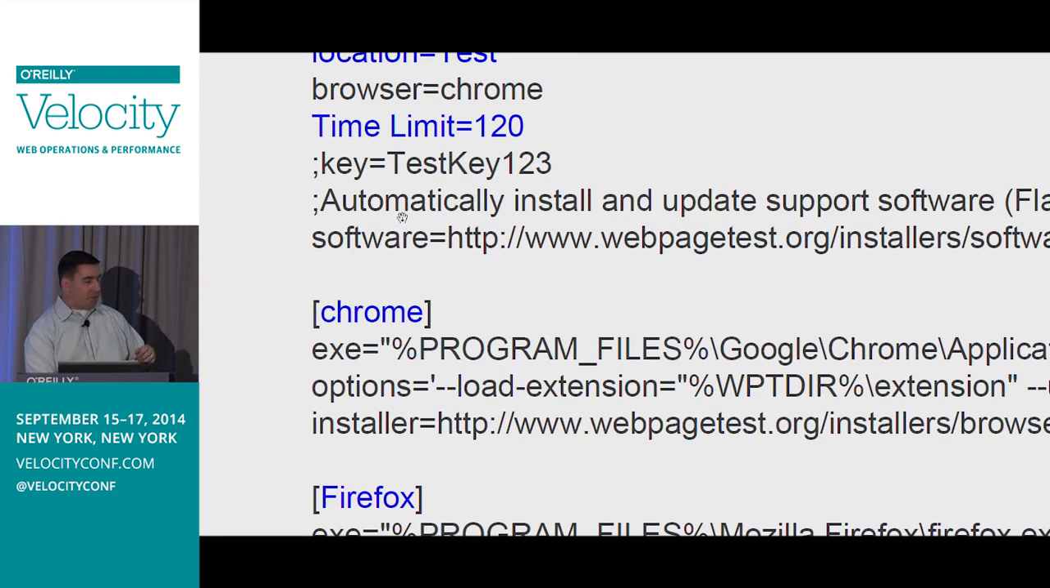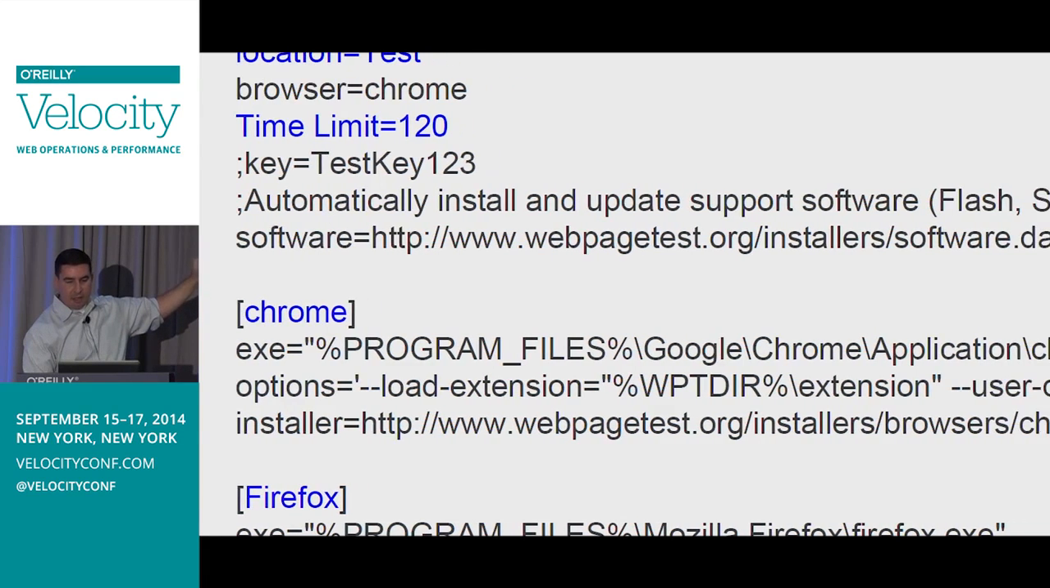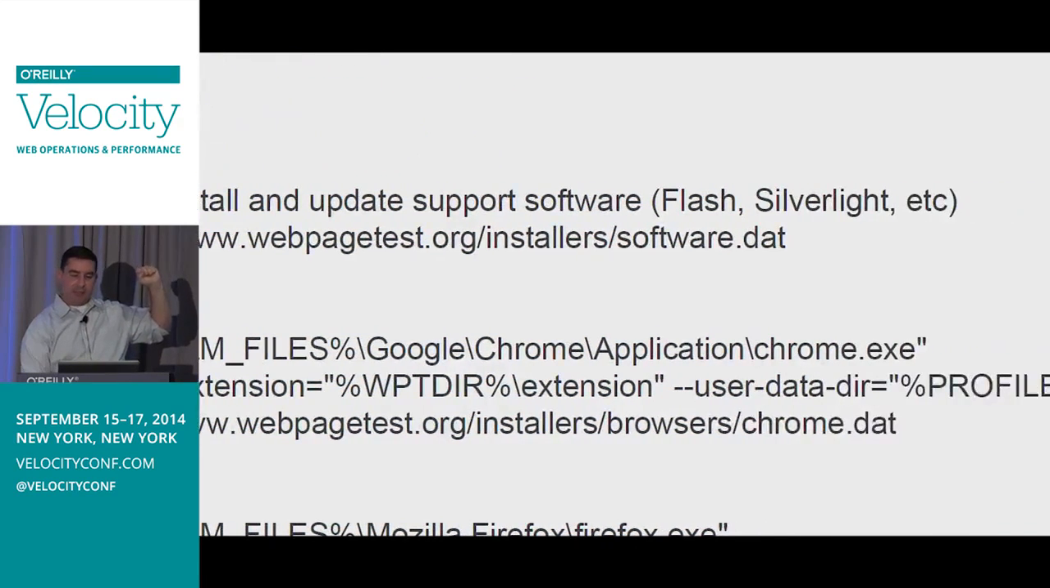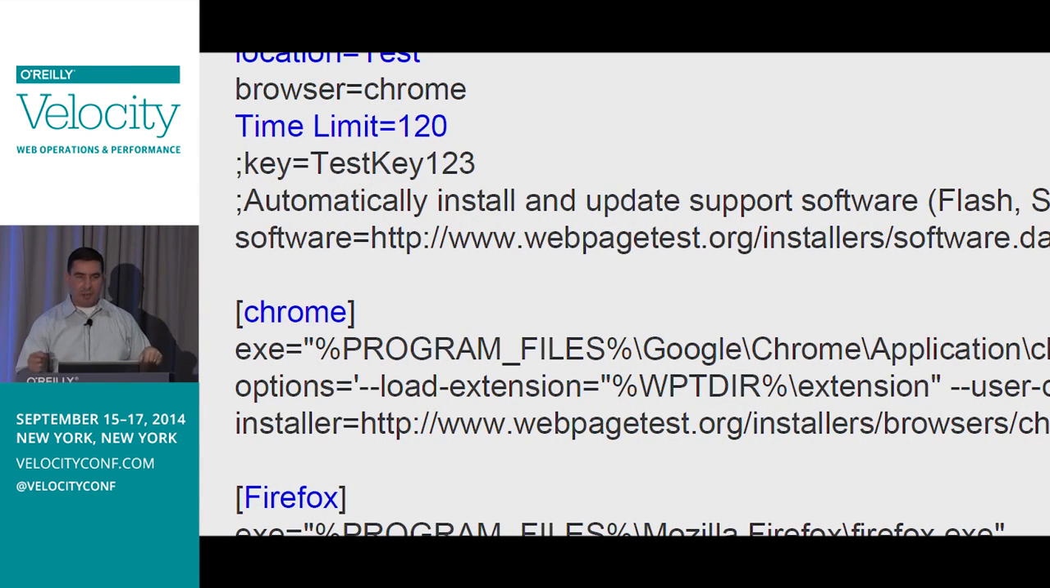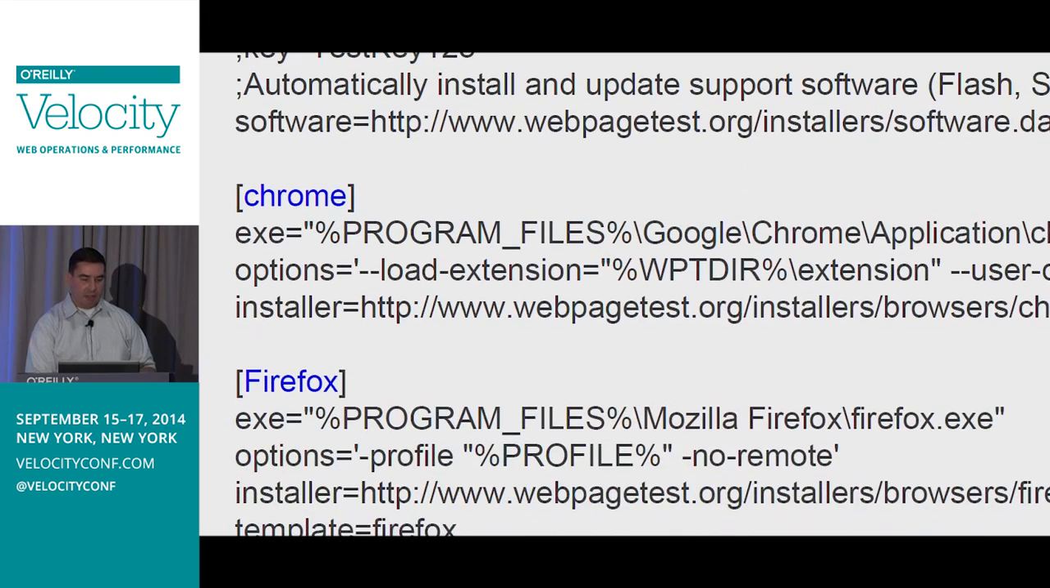Right below those, there's support software for Flash, Silverlight, I think, yeah, Flash and Silverlight. You can comment that out if you want, or if you want the agents to automatically update their Flash versions. You can either set up your own URL and manage your own versions of Flash, or you can just point it to the public WebPagetest one. And every month or so, I update the version of Flash that's there, and it auto-updates it so that the agents have the latest version of Flash as well.